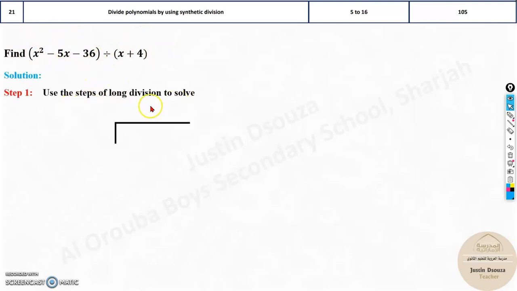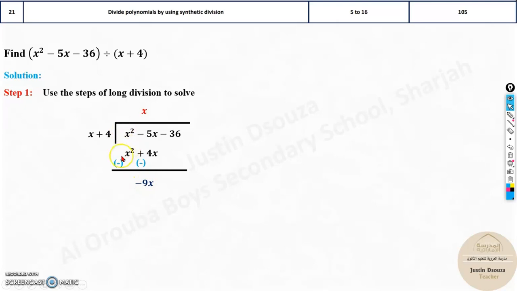Write them, use the steps of long division. Write the dividend inside, divisor outside. What do you have to multiply this x term by to get x squared? It's x. So x times x is x squared, 4 times x is 4x. Change the signs and now solve it.